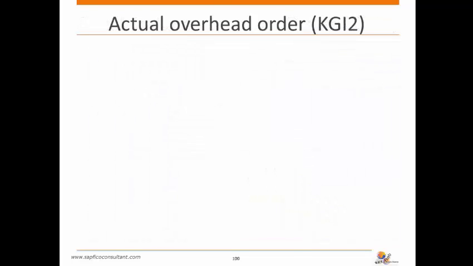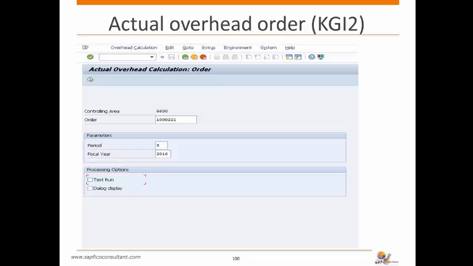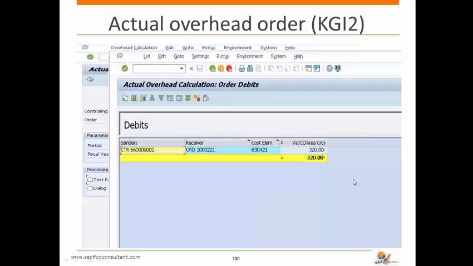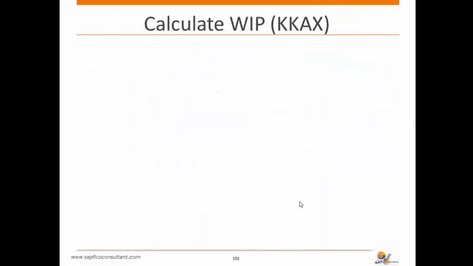Now let's do a month-end settlement, month-end processing. Actual overhead is KGI2. Update the order, update the period, and remove the test run. Click on the execute button, and it will calculate an overhead. So overhead is calculated as 320.